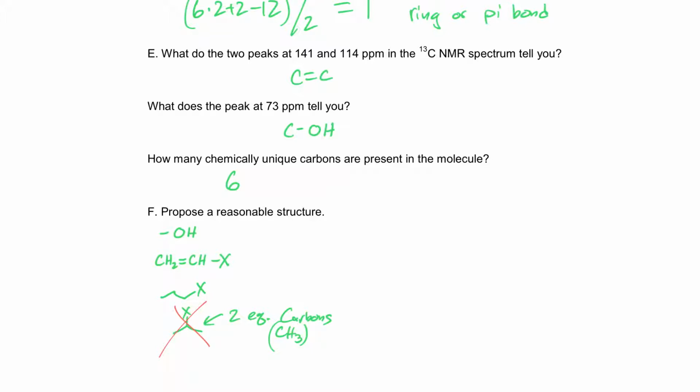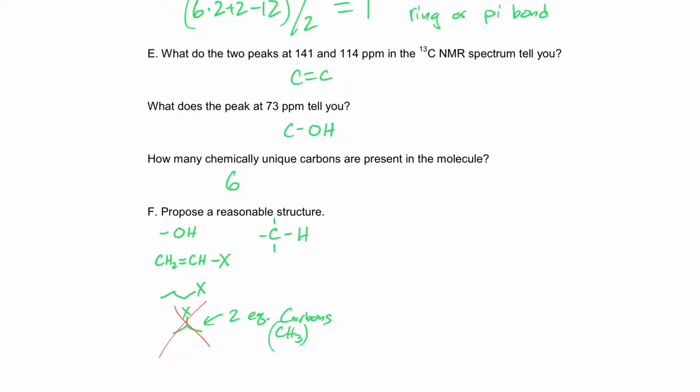And that leaves, what did I leave out here? I have, let's count carbons. 1, 2, 3, 4, 5. I have 1 more carbon that I need to deal with. And how many hydrogens did I leave out? 1, 2, 3, 4, 5, 6, 7, 8, 9, 10, 11. I have 1 hydrogen, and it's probably attached to this carbon. So I need to put these pieces together.